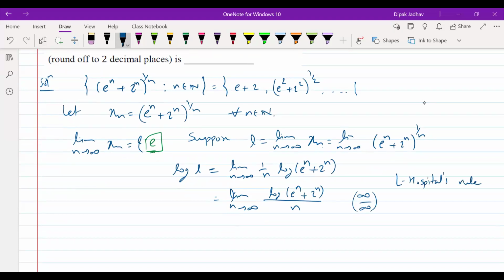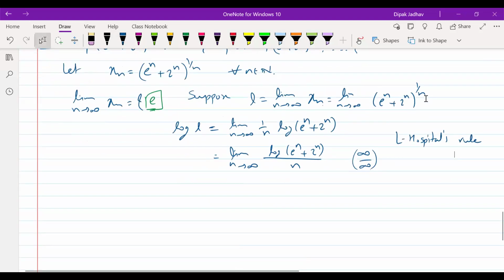which is applicable when the value of the limit is either 0 by 0 or infinity by infinity, and the terms in the numerator and denominator are differentiable functions. So let us apply that rule, because here we know that the numerator is also going towards infinity as n tends to infinity, and the denominator is also going towards infinity. So this is an infinity by infinity kind of limit. So you get something like this.